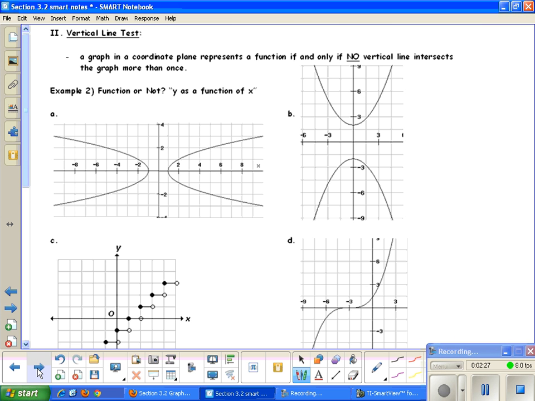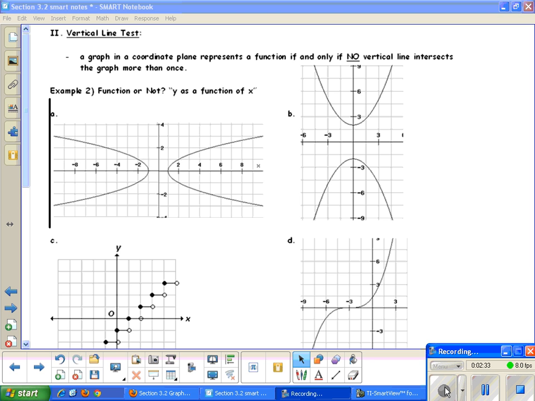For the next part, we're going to talk about the vertical line test. So hopefully by now you guys know what the vertical line test is. So just as a reminder, a graph in a coordinate plane represents a function if and only if no vertical line intersects the graph more than once.